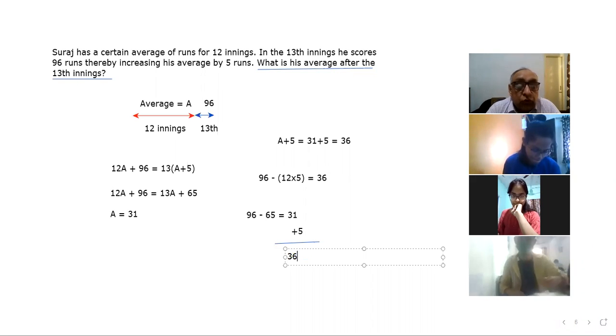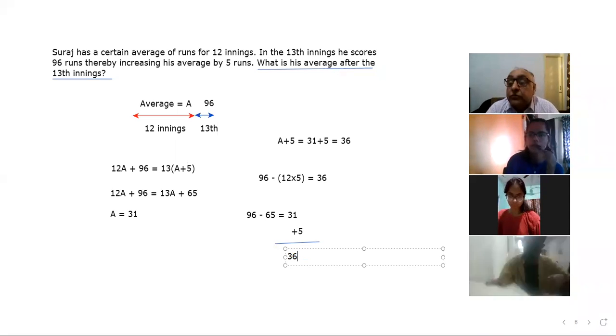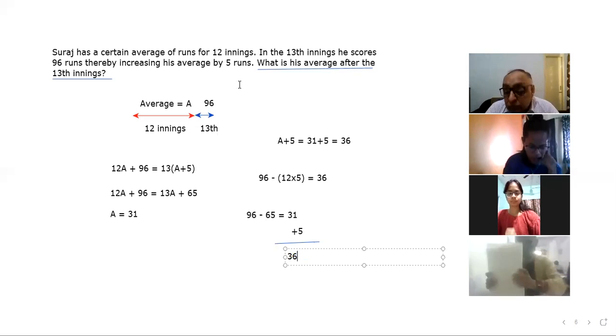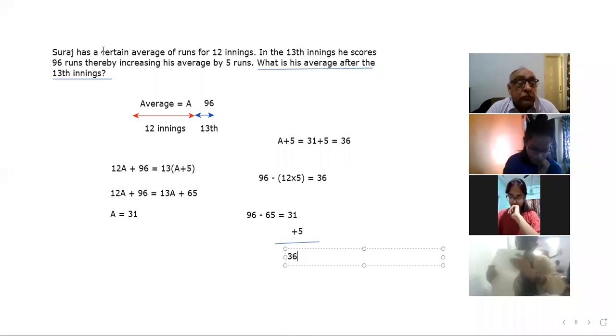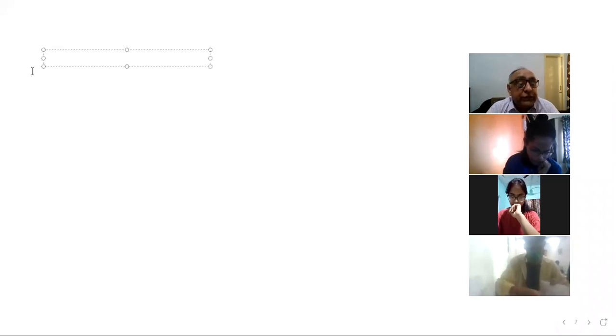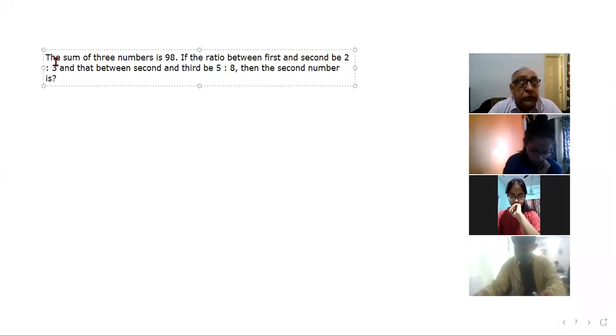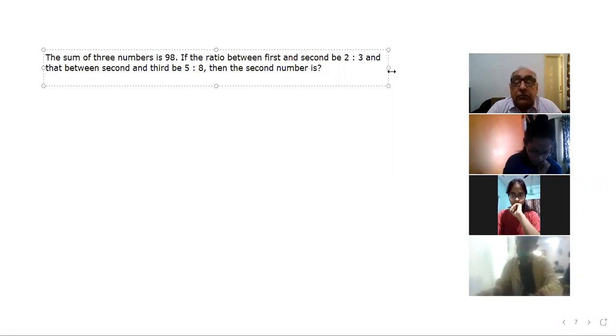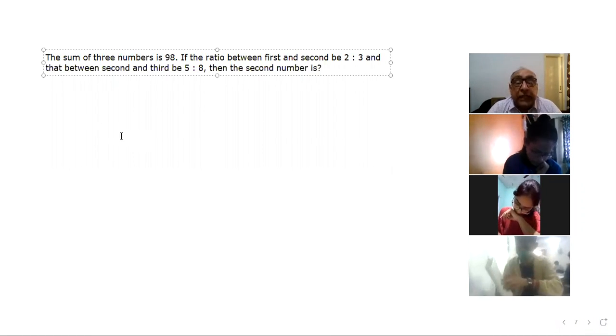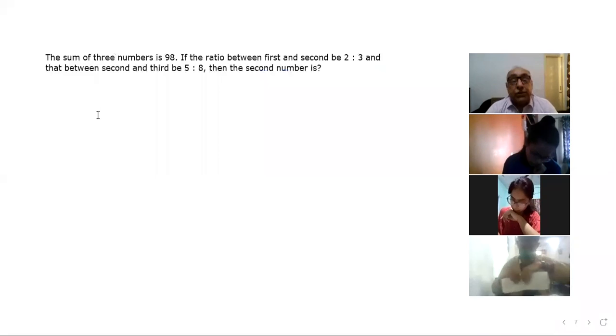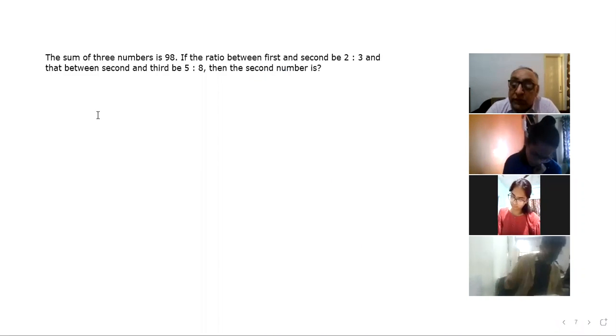So now the next question is, which is given here: the sum of 3 numbers is 98. If the ratio of first and second be 2:3 and that of the second and third be 5:8, then the second number is, we need to find the second number.